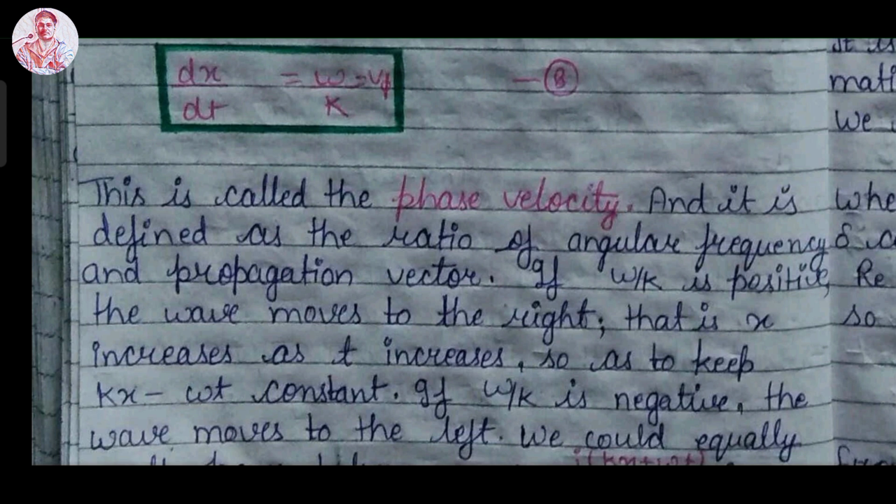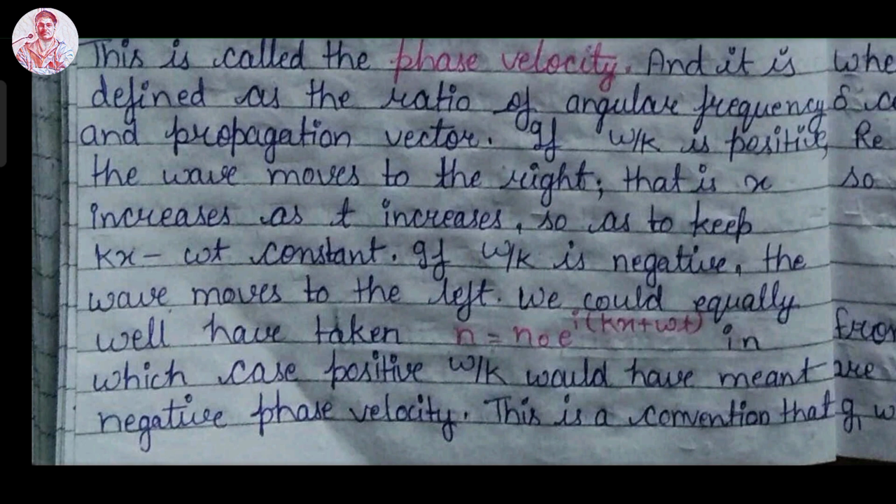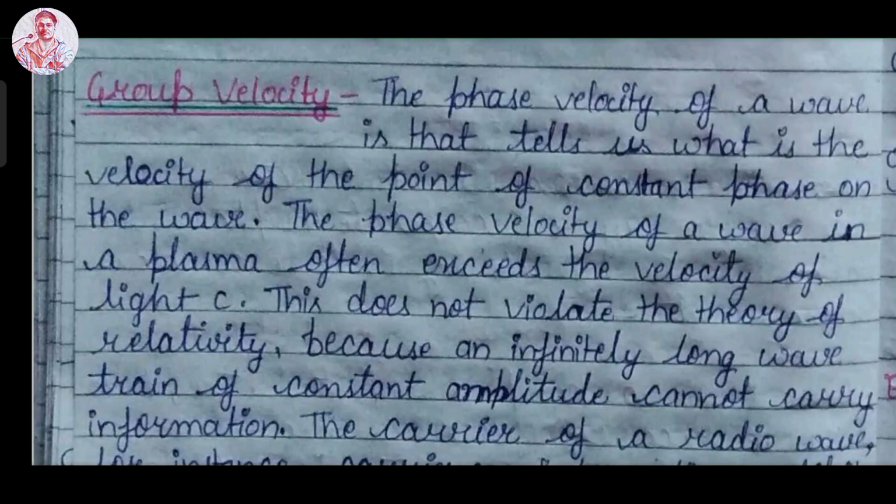If ω/k is positive, the wave moves to the right, and if ω/k is negative, then the wave moves to the left. x and t are directly proportional. As x increases, t increases; as x decreases, t decreases.